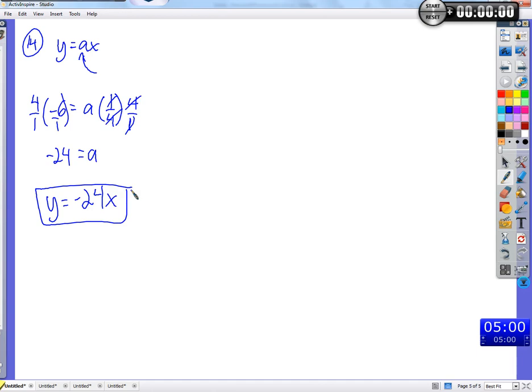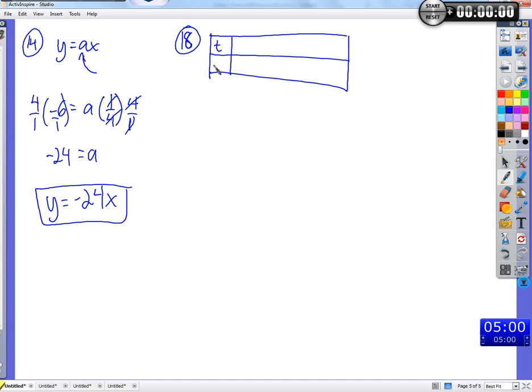And then 18. Tell whether the data show direct variation. So time and miles, or I guess we would go with D for distance. Time and distance. So at time 4, we've got 184. At time 5, we've got 460. At time 6, we've got 828. And time 7, we've got 1288.